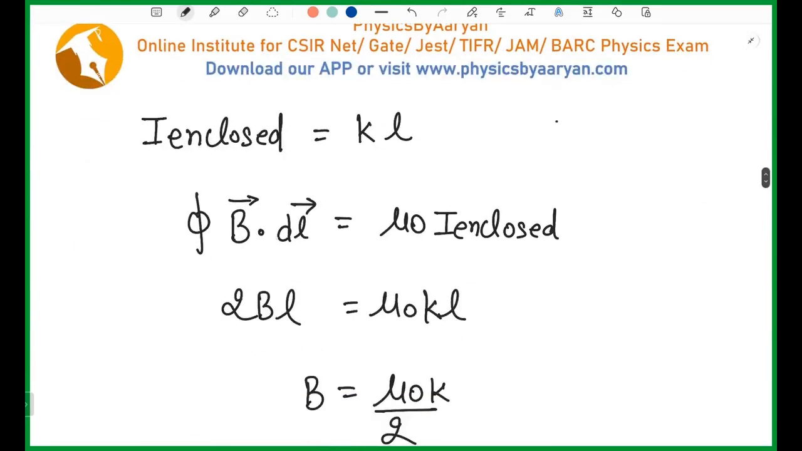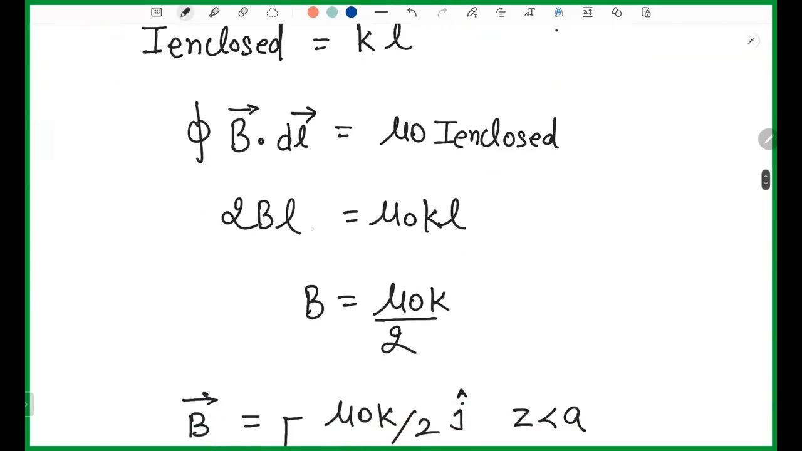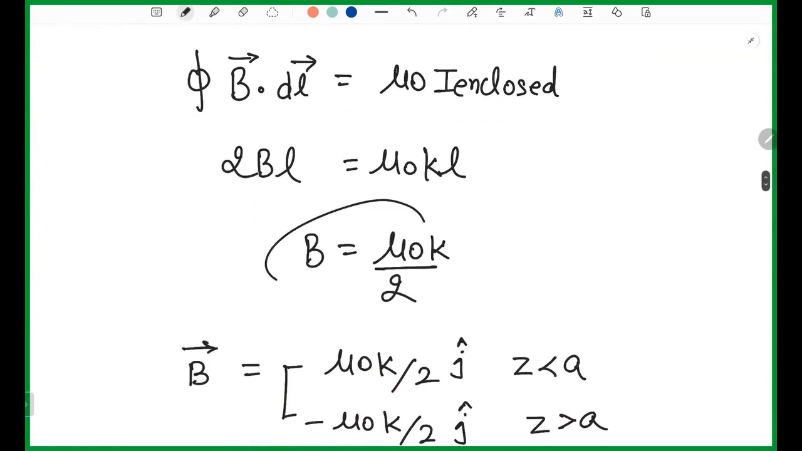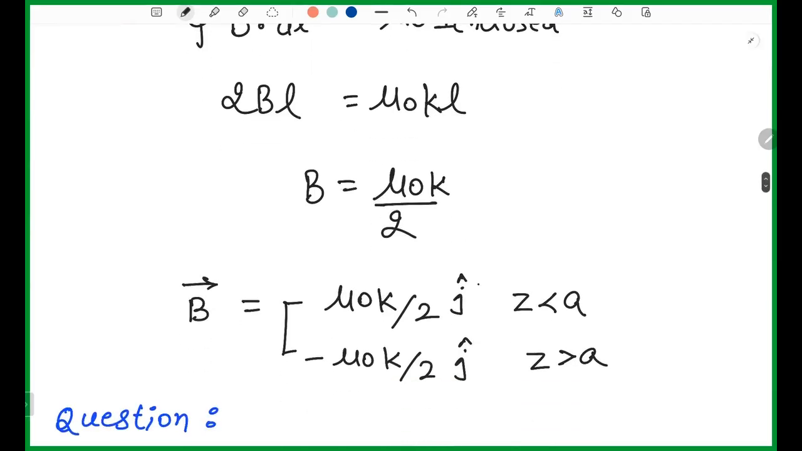Okay. So B dot dl is 2BL, and mu naught I enclosed is mu naught KL. So L and L I can cancel, and my magnetic field will come out to be mu naught K by 2. It will be plus j cap if I'm below the plane and minus j cap if I'm above the plane. But the magnitude will be mu naught K by 2, where K is the surface current density. So I hope you understood how to find the magnetic field because of the sheet.